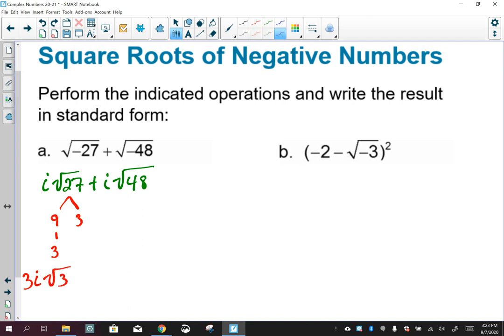And then under the 48, we're going to do the same thing. Well, the 48, its biggest perfect square is 16. So that's 16 times 3, so that gives me a 4. So then I want to say plus 4i square roots of 3. Ooh, I don't like that 3. Plus 4i square root 3.